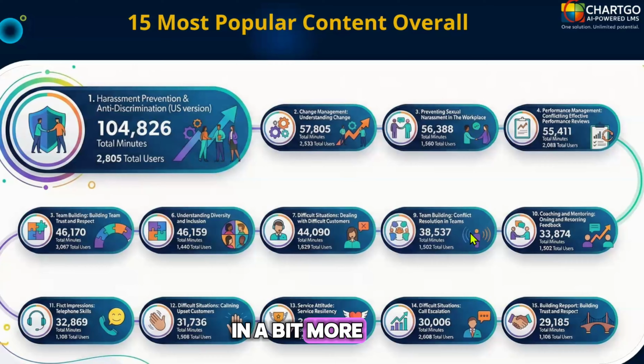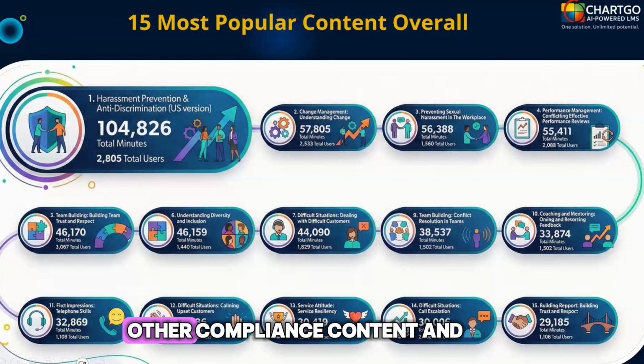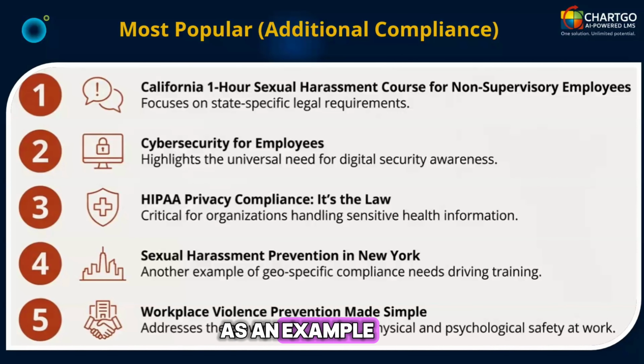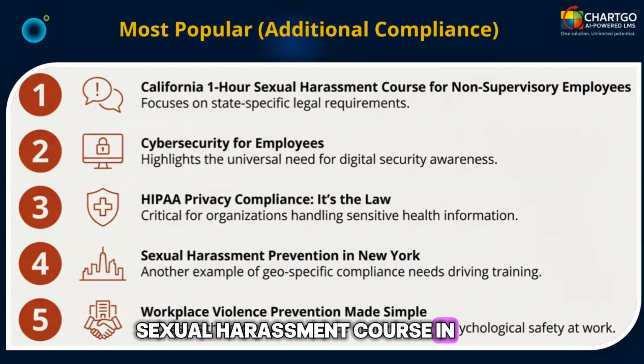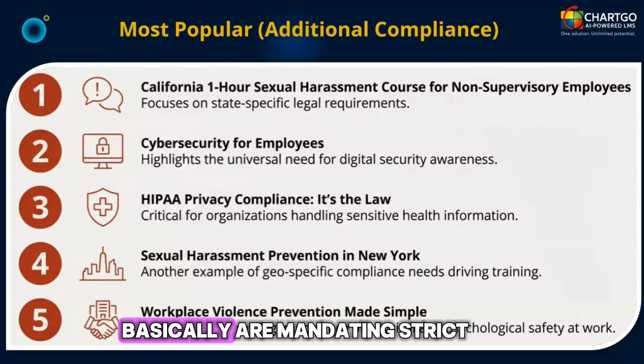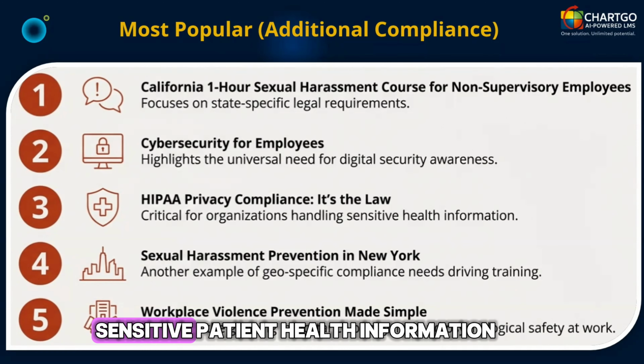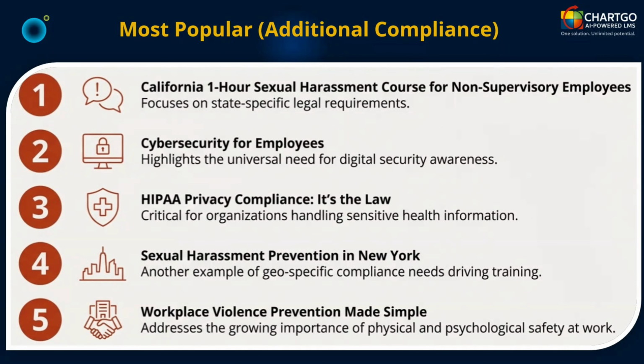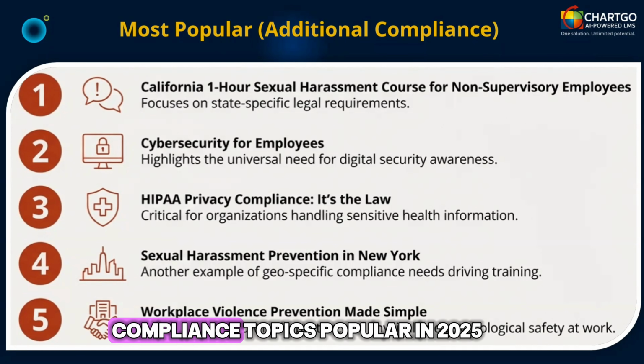Now, if we zoom in a bit more and look in particular at some of our compliance content, what we found most popular was our 1-hour sexual harassment course in California. Cybersecurity for employees was very popular. The HIPAA privacy compliance, the Health Insurance Portability and Accountability Act, basically mandating strict rules for sensitive patient health information. You can see again sexual harassment prevention in New York, and workplace violence prevention made simple. So very clear, some of our compliance topics were popular in 2025.